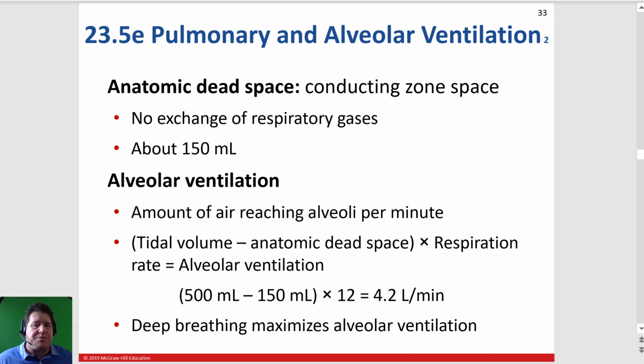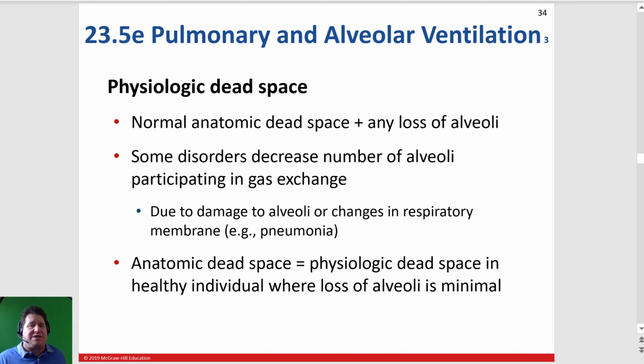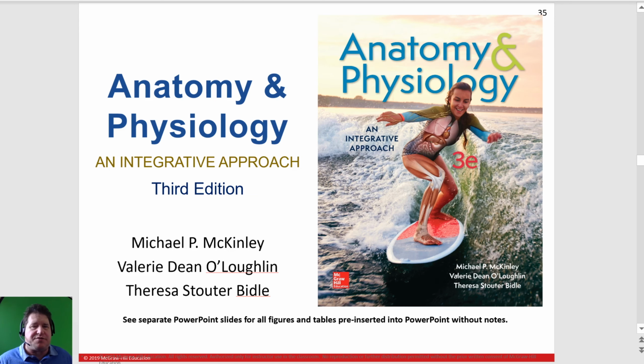So we have what we call the anatomic dead space. Again, this is in the conducting zone. Physiologic dead space is kind of like I was saying before, in the alveoli and the gas exchange tissues that don't completely collapse. So there's that volume, that space as well. It's called physiologic dead space.